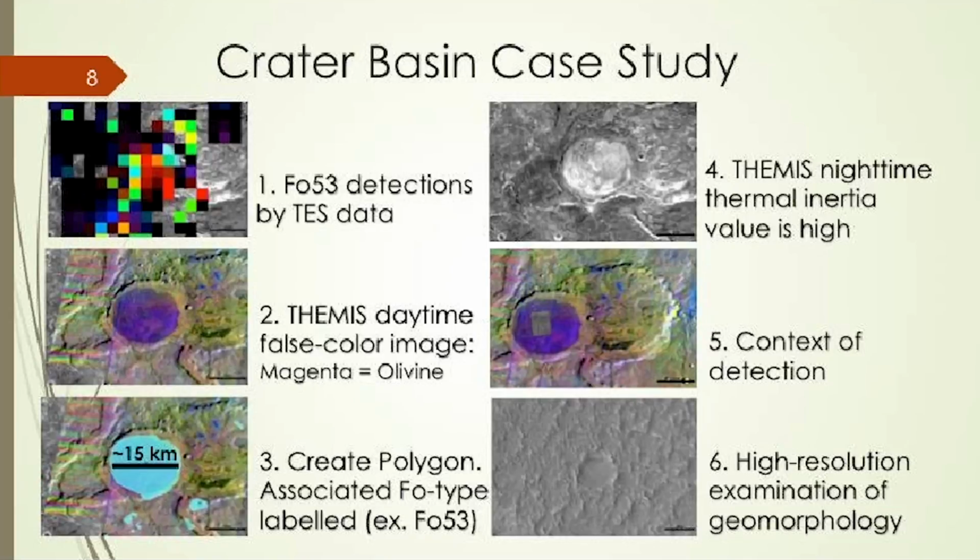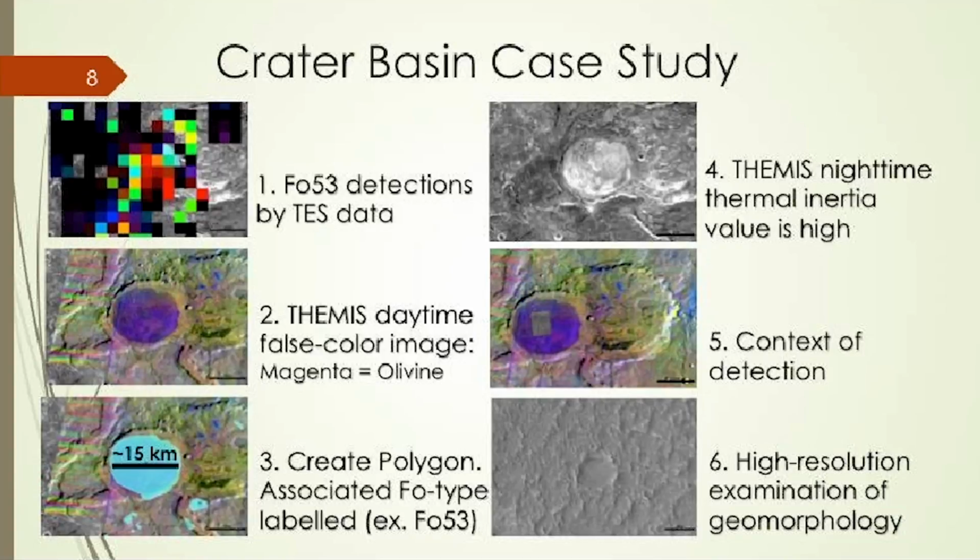So after that, we pulled up the THEMIS, which gives you a better spatial resolution. As you can see up at the top left, it's a little bit difficult to tell exactly where the olivine is. I mean, you've got a really poor spatial resolution on that. So as you can see on the THEMIS daytime false color image, we found a whole bunch of magenta within this crater. So this was great. It shows the TES and THEMIS are agreeing. So then we went to create the polygon, and this crater happened to be about 15 kilometers across. So we're talking pretty big scale here.